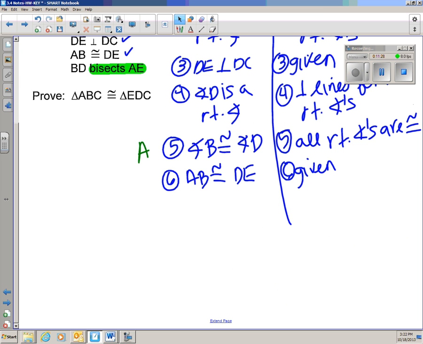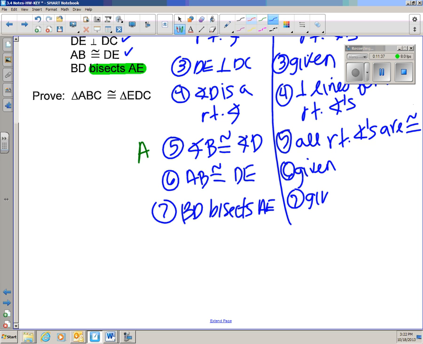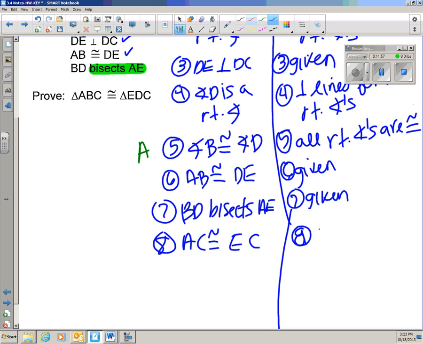So we're using the given that says BD bisects AE. That's given. And because that happens, then... wait, hold on, that's the wrong one. AE gets cut in half. I'm sorry, that means then you can't see the picture. So AC is then congruent to EC, and that's because of the definition of a bisector.